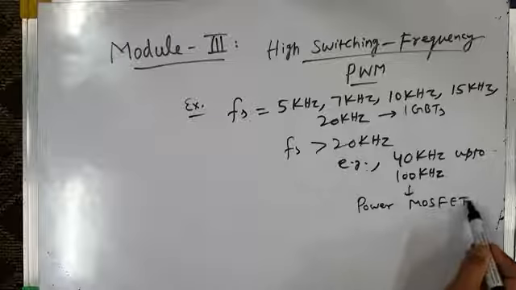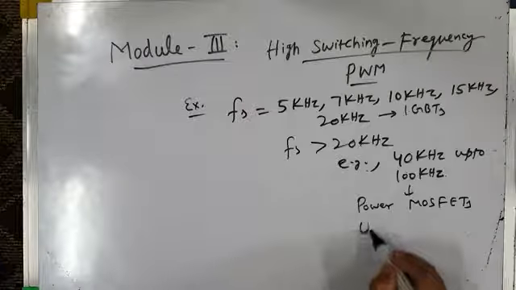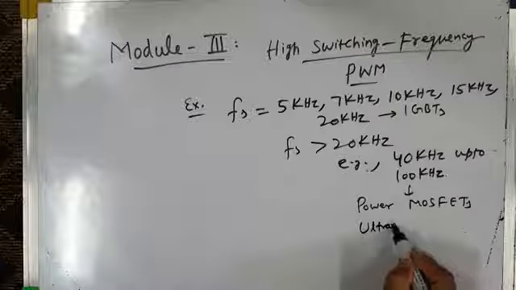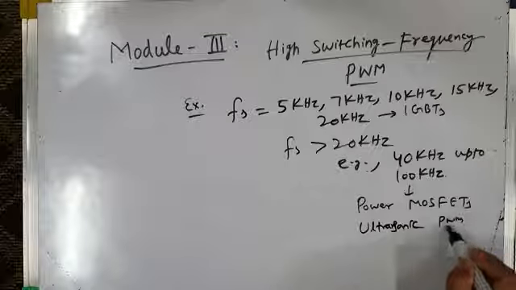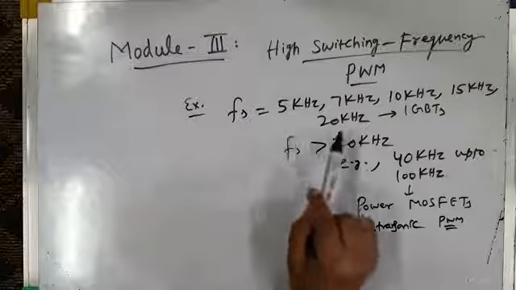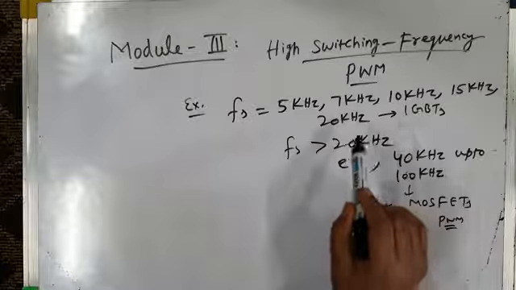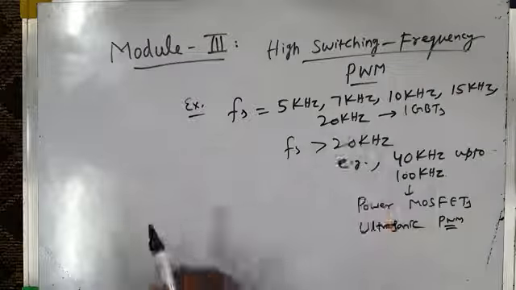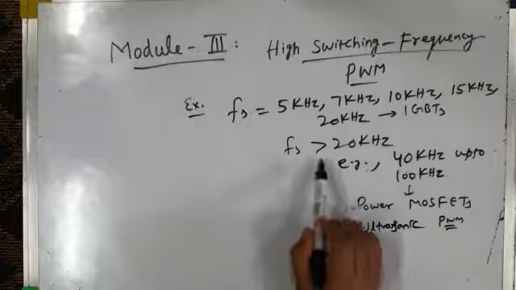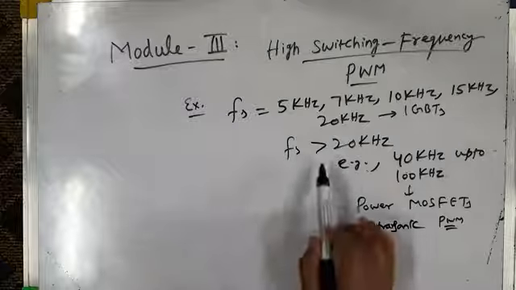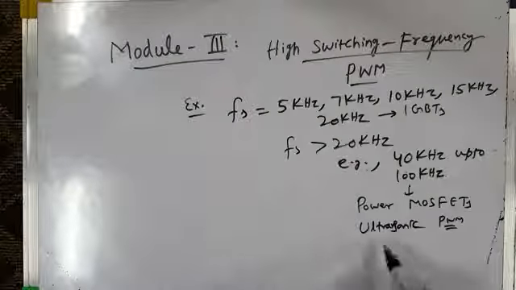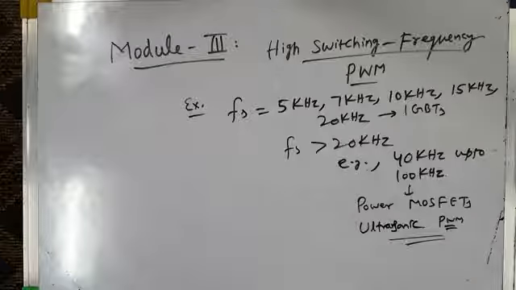The switching frequency above 20 kilohertz is called ultrasonic PWM, or ultrasonic switching frequency, because from 0 to 20 kilohertz the inverter will make certain noise that is audible to us. Switching frequencies above 20 kilohertz are outside the audible range of the human ear. That's why it's called ultrasonic PWM. So for low power drives and for medium power drives, we can go for high switching frequency.